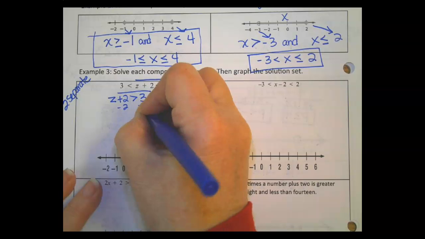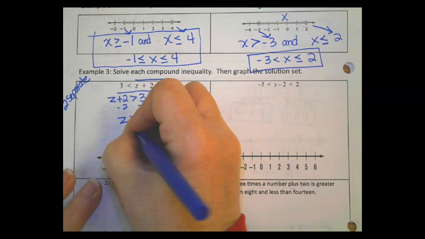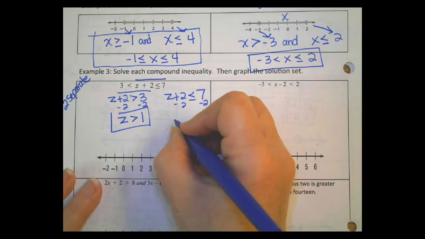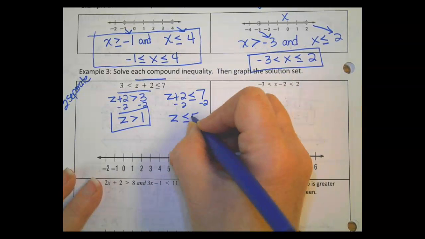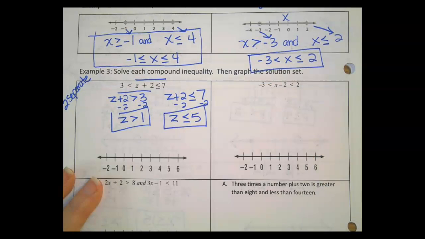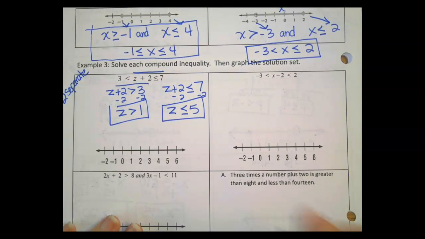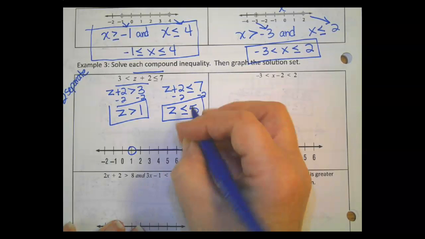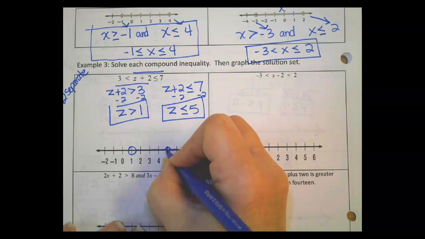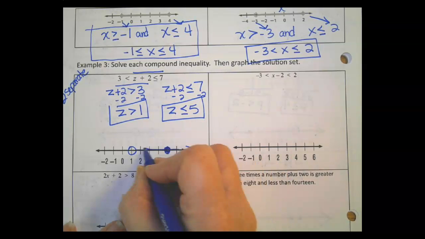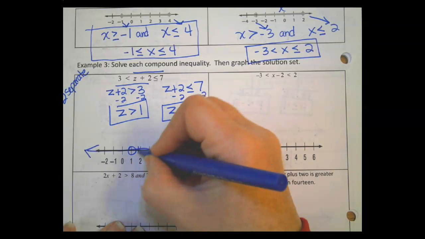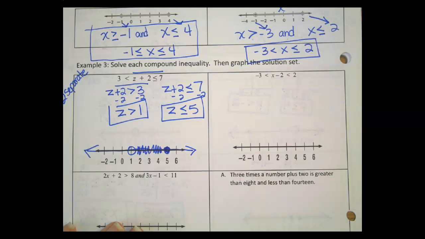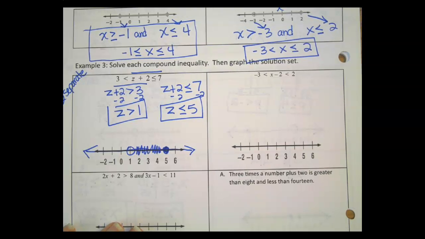Minus 2, minus 2. z is greater than 1. There's one of them. Minus 2, minus 2. z is less than or equal to 5. Graph. Open dot on 1. Greater than is this way. Less than or equal to 5, that's a solid dot. Less than goes here. What do they have in common? That right there. That's what we're looking for, and what they share.